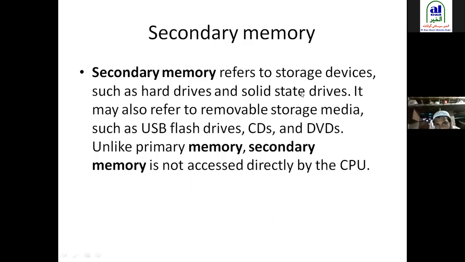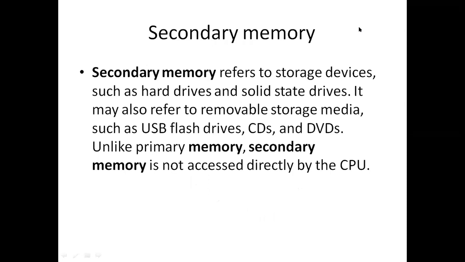So secondary memory refers to storage devices such as hard drives and solid state drives. It may also refer to removable storage media such as USB flash drive, CD, DVD. Unlike memory, secondary memory is not accessed directly by the CPU.